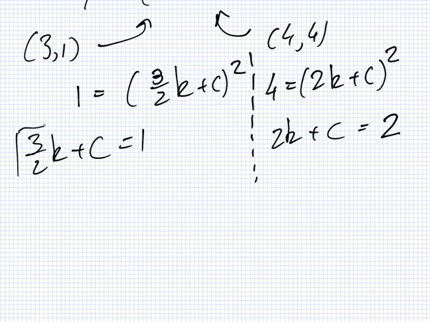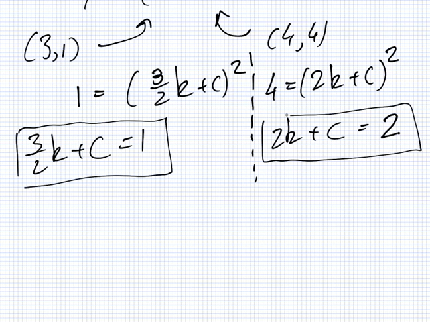So let me just put a box around this. Equation 1, oh yeah, and this would be equation 2. Okay, what's the easiest way to solve these? Well, they both have a c in it, don't they? So if I just subtract them, 2k minus 3 over 2 k is a half k. c minus c, gone. 2 minus 1, 1.